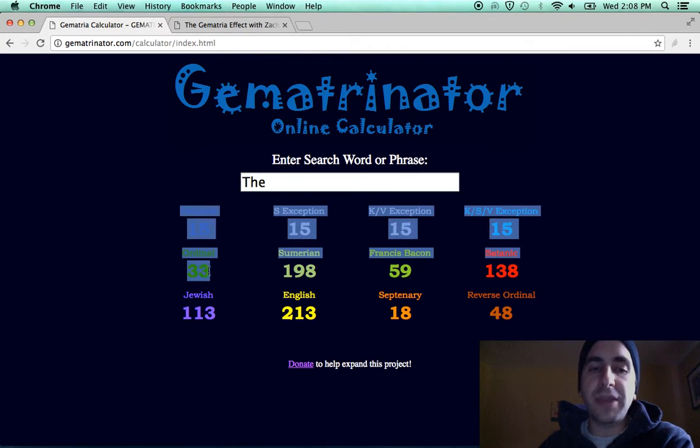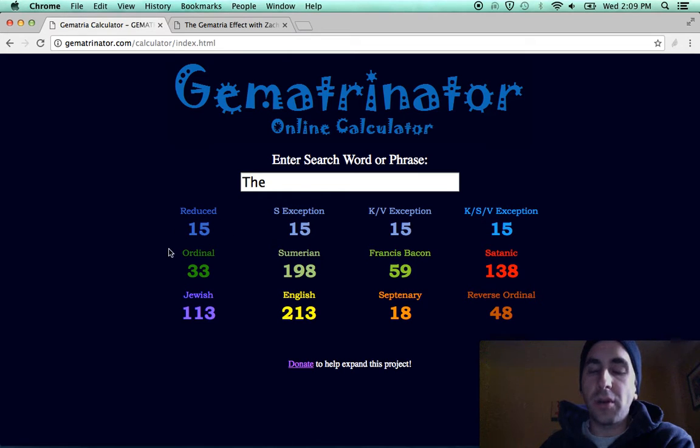These two methods right here, reduced and ordinal, are the methods that I began this study with. They were the only two forms of gematria I was aware of. Just from knowing those two forms, I learned a lot. And realize those two methods will always break down to the same number in numerology. 15 equals 1 plus 5 is 6. 33 is 3 plus 3 equals 6. All words will have a gematria that will break down to the same single digit, reduced and ordinal.